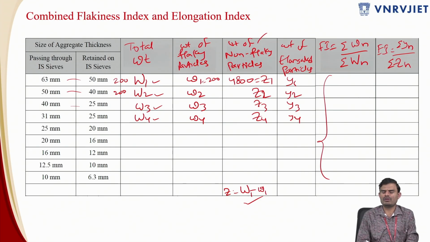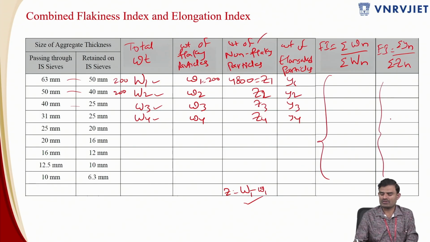And after that you will be arriving at the non-flaky portion, which is represented as Z1, Z2, Z3 and so on for each and every respective size range. Then you are supposed to conduct the elongation test on non-flaky particles for each of the size ranges. You will end up with y1, y2, y3 as the weight of the elongated particles in their respective size ranges. Now your elongation index will be the summation of the elongated particles in each size range divided by the summation of non-flaky particles in each size range. So that you will be getting again a single value over here.